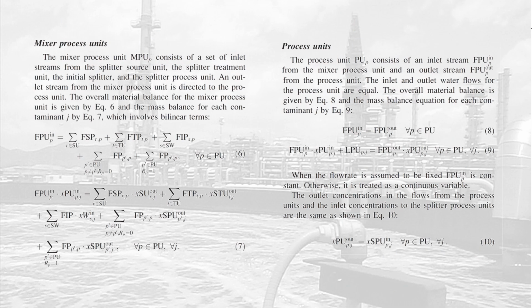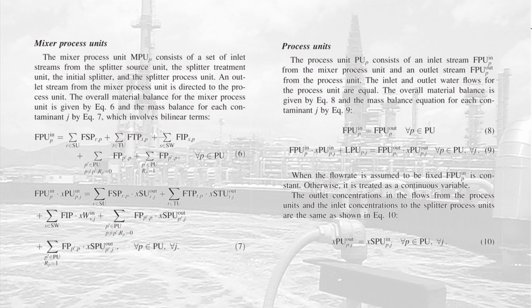Mixer process units. The mixer process unit MPUP consists of a set of inlet streams from the splitter source unit, the splitter treatment unit, the initial splitter, and the splitter process unit. An outlet stream from the mixer process unit is directed to the process unit.